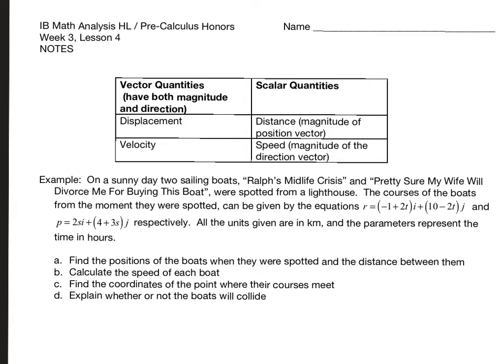But anyway, I think I'm going to start by writing the two equations in a different form. So I'm going to write this R as (-1, 10) plus t times (2, -2). And the other equation as (0, 4) plus s times (2, 3). And there shouldn't be a line there.